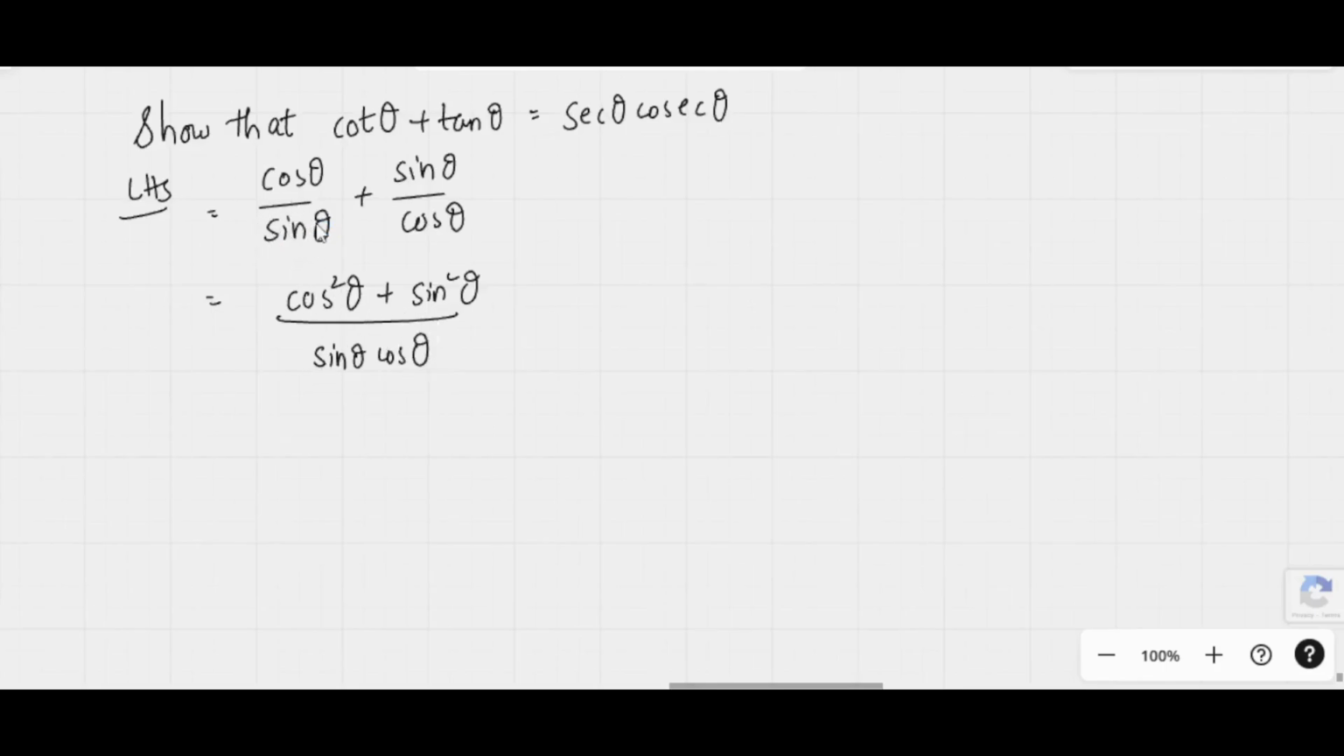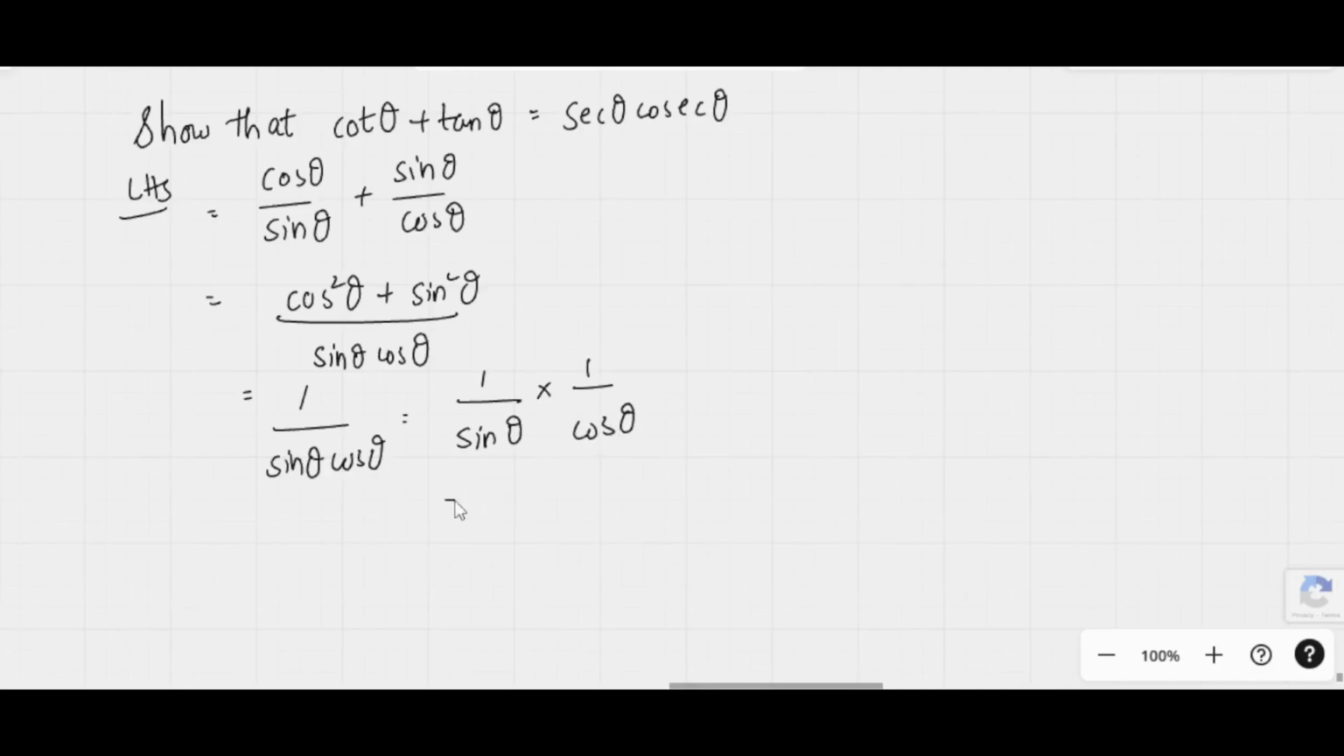Here in the first term, sin theta is there, but cos theta is not there. So cos theta into cos theta is cos square. In the second term, the denominator is cos theta, but sin theta is not there. So sin theta into sin theta is sin square theta. We know that sin square plus cos square is 1, so we get 1 by sin theta into cos theta. I'm writing it separately because in the RHS they are asking for 2 terms.